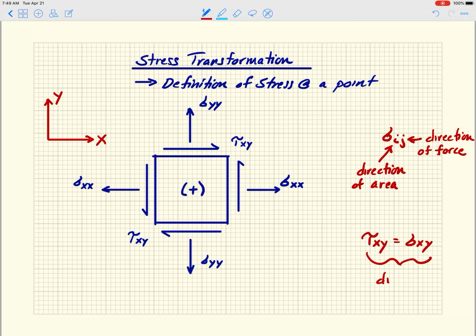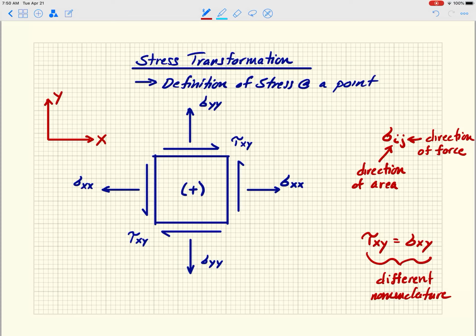So this is just different nomenclature. I don't want you to get confused. Your book uses tau xy. In the future, I promise, at some point, you will also see it written as sigma xy. Just know that they are the same thing.